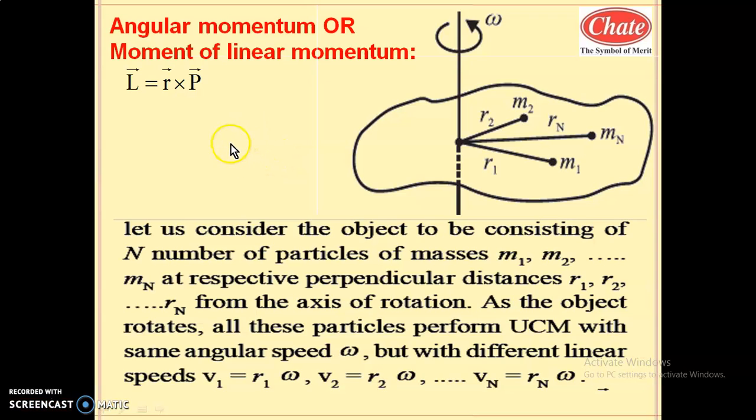Let us see the expression for the angular momentum. Now this diagram is similar to the diagram which we have seen in the rotational kinetic energy. So this is an irregular shaped rigid body made up of n number of particles like m1, m2, m3, and so on, mn, and these particles are situated at a distance r1, r2, dash, rn from the axis of rotation. Let the body be rotating with a constant angular velocity omega.